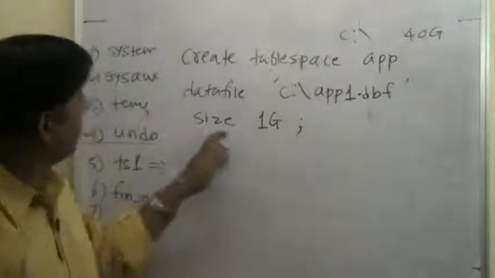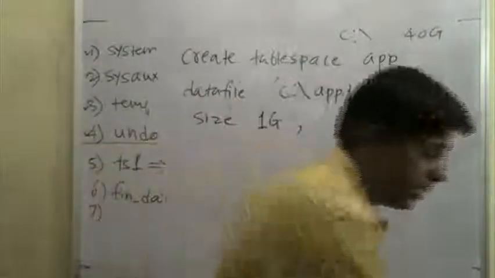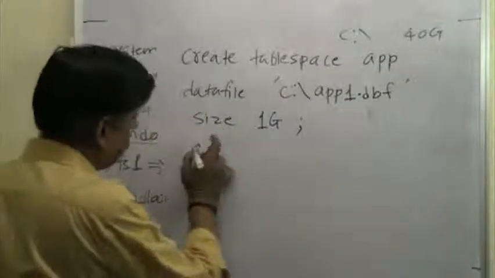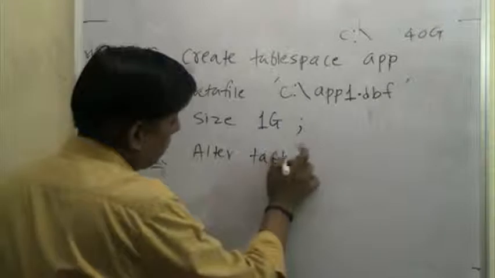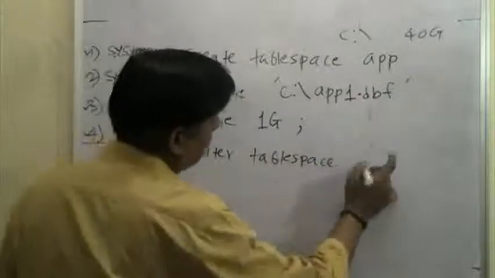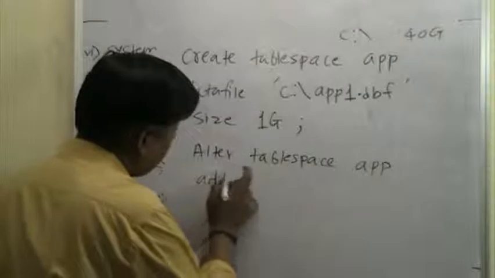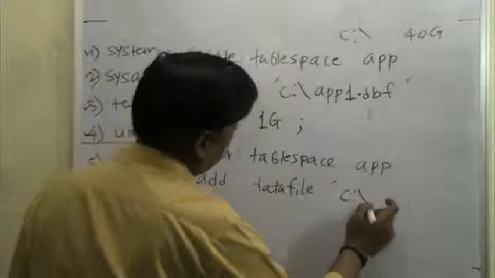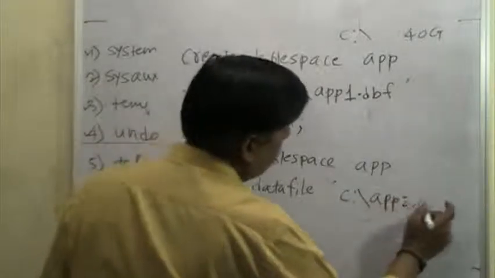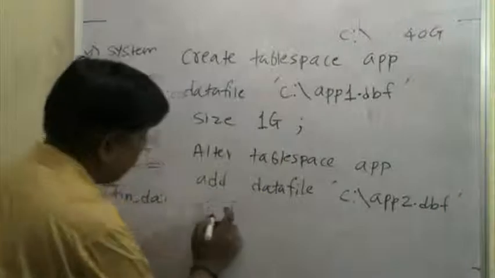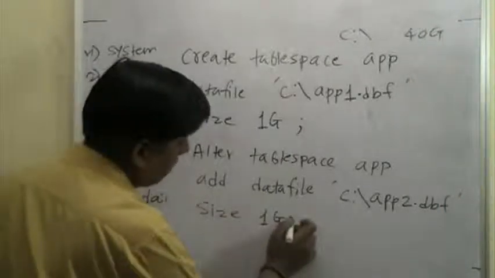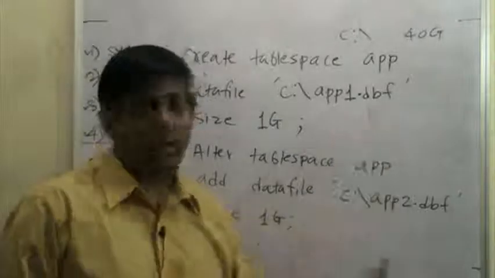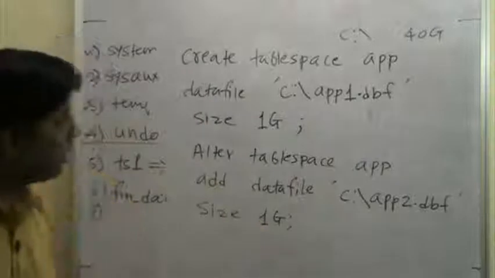So my approach is, create a table space. Once the table space is created and the table is full, you do this: alter table space app add data file, and the name of the data file is c:\app2.dbf, and then you specify size as again 1 gigabyte. So now your table space app is of size 2 gigabytes, but it is having 2 data files. Easier to back up, easier to manage.